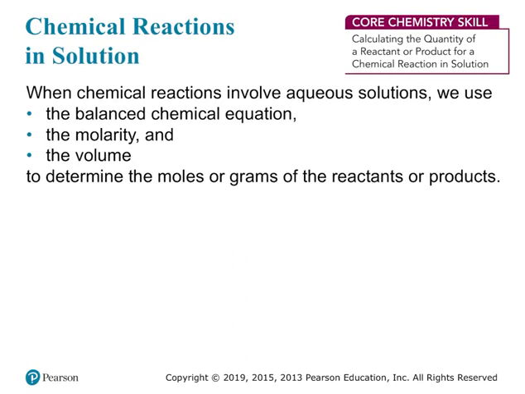Now, when chemical reactions involve aqueous solutions, kind of like the one we just talked about, aluminum chloride, we use the balanced chemical equation, the molarity, and the volume to determine the moles or grams of the reactants or products. That's exactly what we just did, but we weren't really considering a balanced chemical equation because we were told we're just making a solution of aluminum chloride. But if you do have a chemical reaction, we're just going to add an extra step in there.